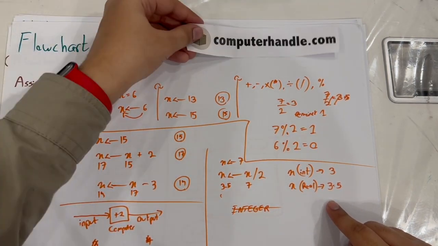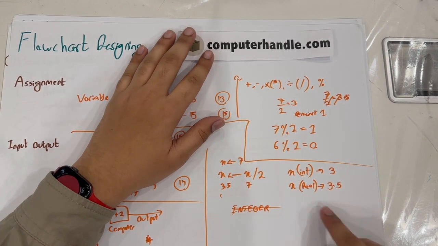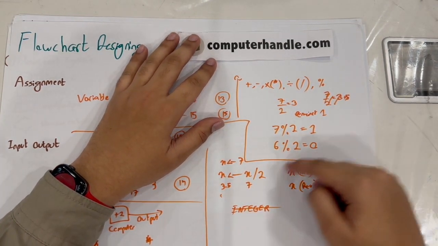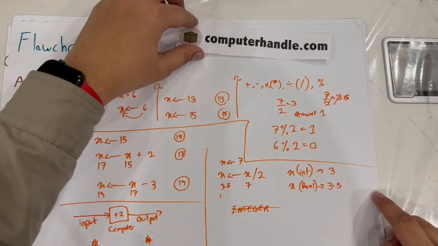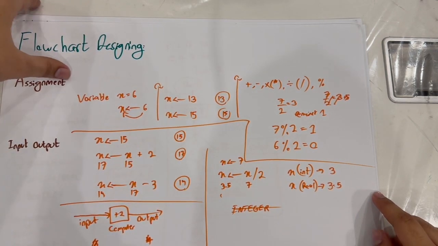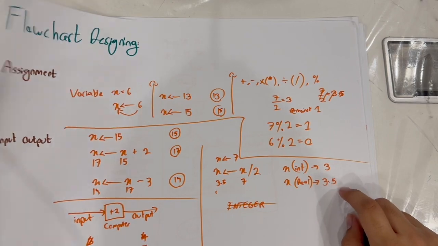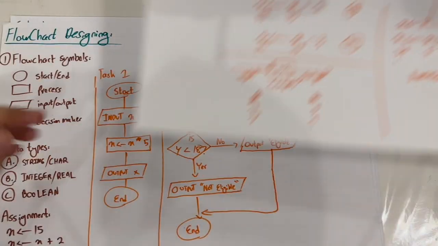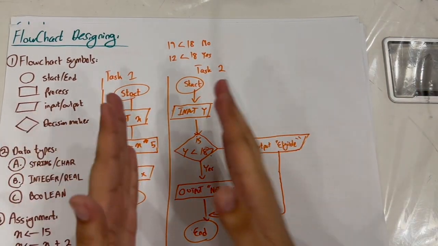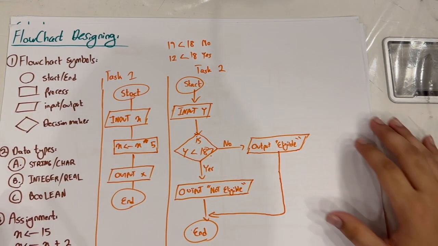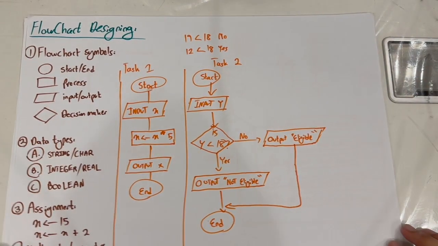Alright, so if we perform a real calculation which will be converted into an integer, it will always output the highest possible whole number below the decimal point. So in this case it's 3. Then we put all of these three things together to summarize what flowchart designing looks like.